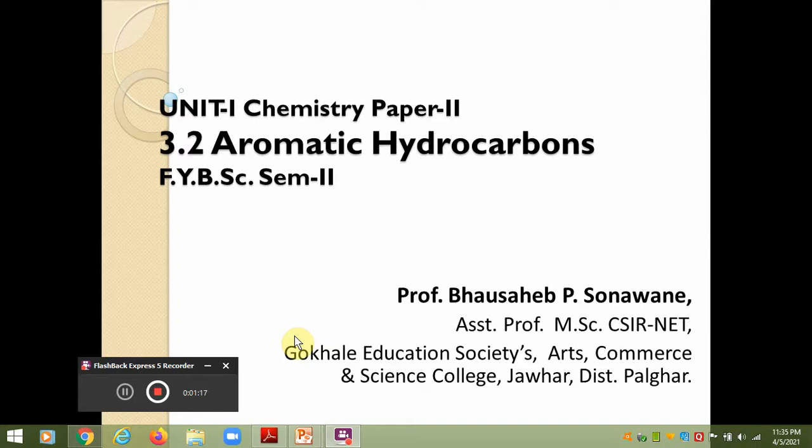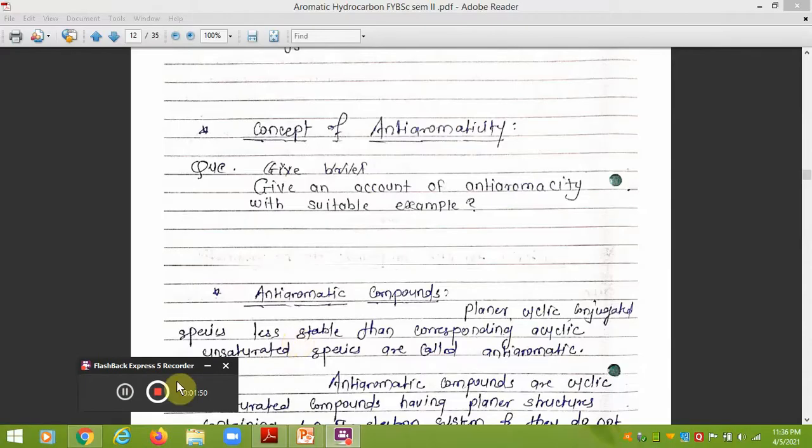type of compound which is less stable than the aromatic compound, and these are not able to obey or satisfy the condition given by Huckel's rule, but these are cyclic, containing 4n pi electrons, and are also having conjugation and a planar structure. These compounds are called anti-aromatic compounds. So today, dear friends, in this part we are going to talk about some chemical properties of aromatic compounds as well as what is meant by anti-aromatic compound.